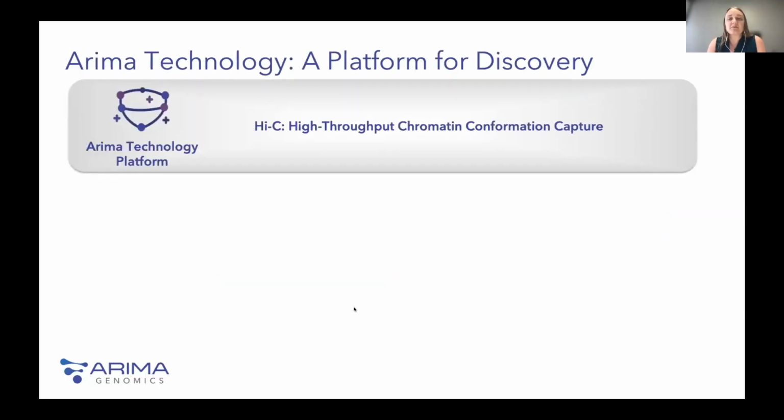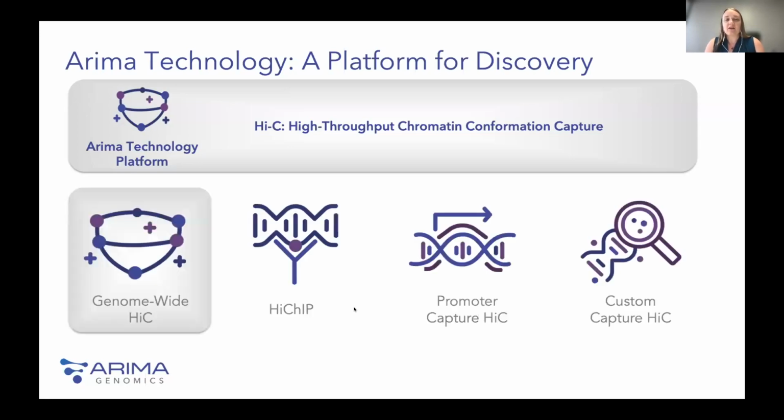ARIMA has developed a number of tools to facilitate investigation of the 3D genome. Our core technology underlying these tools is based on Hi-C, which stands for High Throughput Chromatin Conformation Capture, which was invented in 2009 in Job Dekker's lab. And at ARIMA, we provide kits and services that allow researchers to query the 3D genome. The product on the left here is what I want to focus on primarily. That is our genome-wide Hi-C analysis, which, as the name implies, looks at the 3D structure of the entire genome.